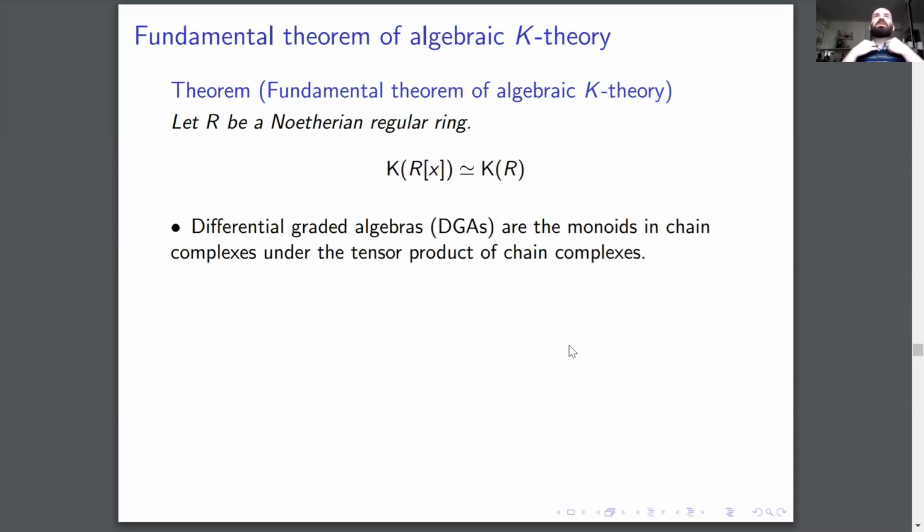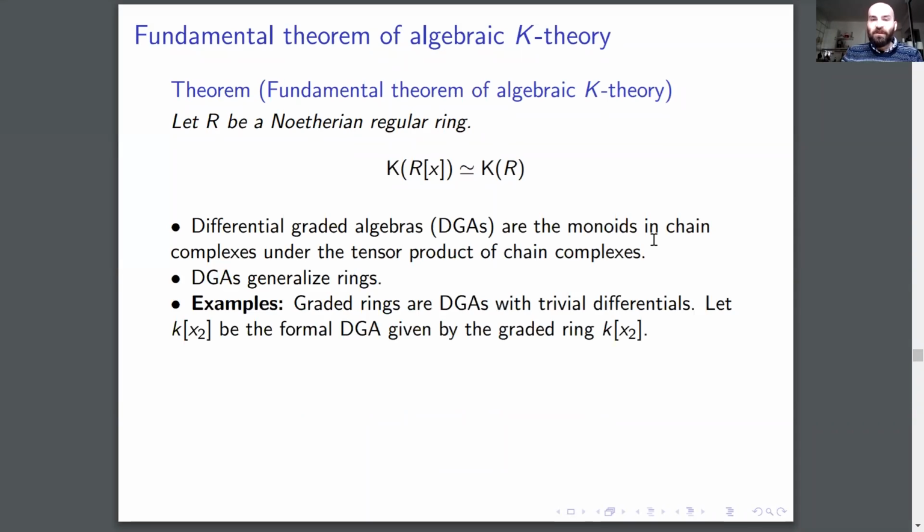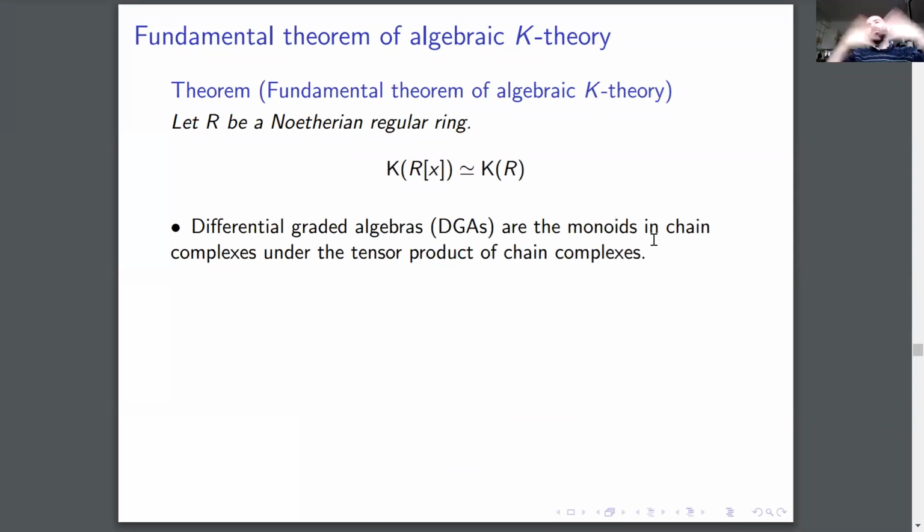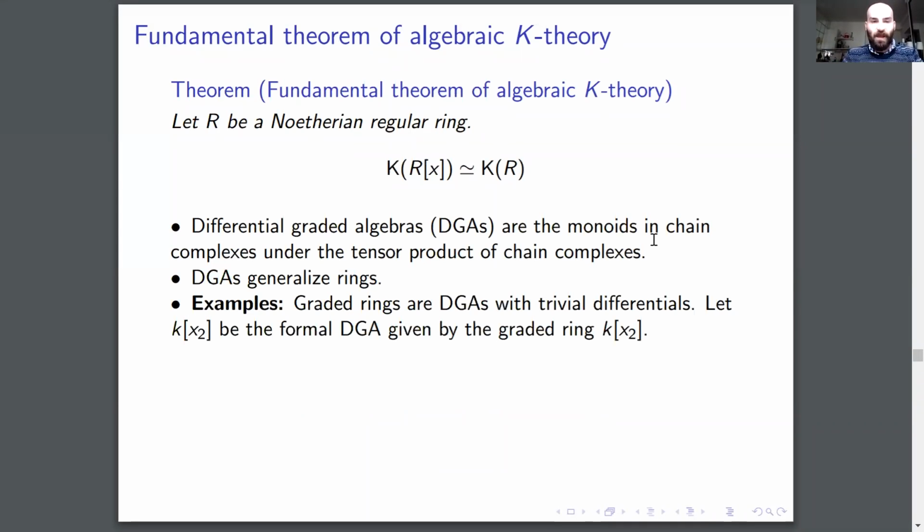So our results basically say that this result doesn't generalize to formal DGAs. What I mean is this: a DGA is a monoid in chain complexes under tensor product. So DGAs are basically chain complexes with an associative and unital multiplication. That's what they are. And DGAs generalize rings. If you take a ring, you can think about it as a DGA concentrated in degree 0, right?